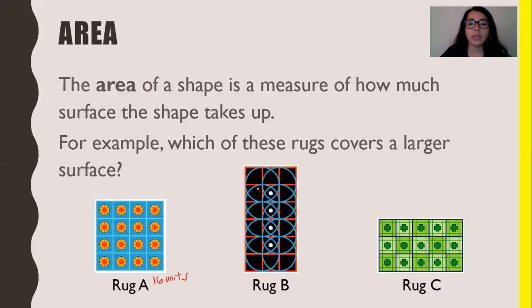With this one, it's 3, 6, 9, 12, 15, 18. This one covers 18 units. Well, that would be units squared. And then 1, 2, 3, 4, 5. So this goes by 5s, 5, 10, 15. This would cover 15. So based on these numbers, we can see that rug B covers the most surface, or covers a larger surface. Our second place would be rug A. Our third place would be rug C.